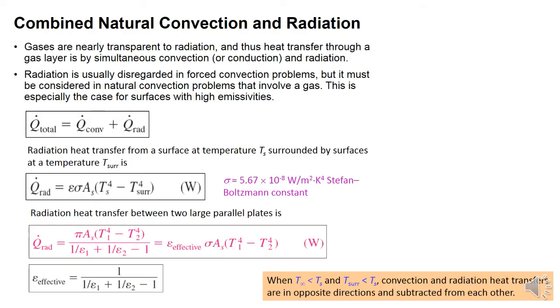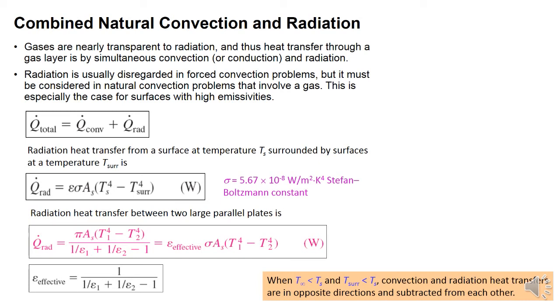Combine natural convection and radiation. Gases are nearly transparent to radiation, and thus heat transfer through a gas layer is by simultaneous convection or conduction and radiation. Radiation is usually disregarded in forced convection problems, but it must be considered in natural convection problems that involve a gas. This is especially the case for surfaces with high emissivities, for which we can calculate the heat transfer rate. Total heat transfer rate is equal to heat transfer from convection plus heat transfer from radiation.